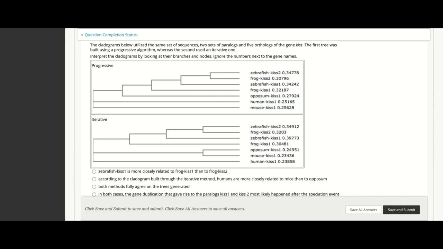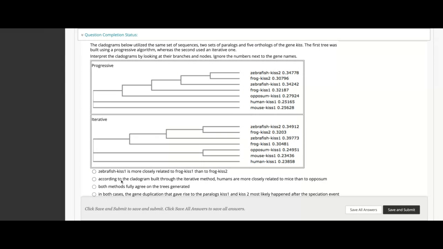Good job, Daniel. Yeah. So remember, the topology of this tree would be the same if these two had been switched, because zebrafish kiss 1 is closely related to these two as a group. And I said ignore this. So we're going to say that these lengths don't really impart information. And if they did, they're the same length. So actually that is closely related to these two, but not to one more than the other.